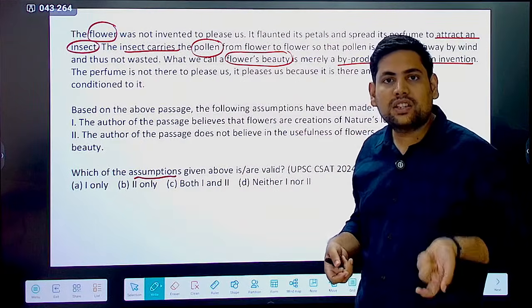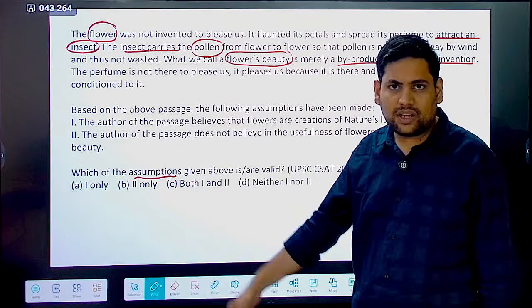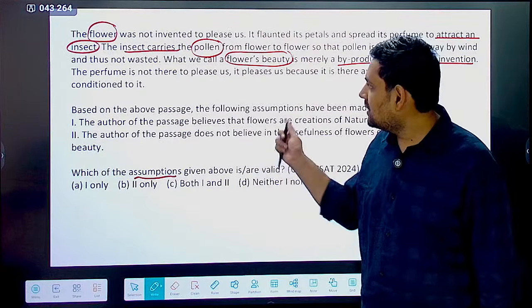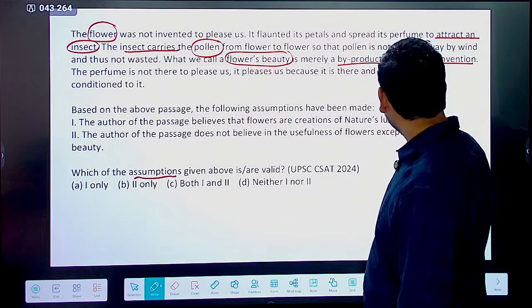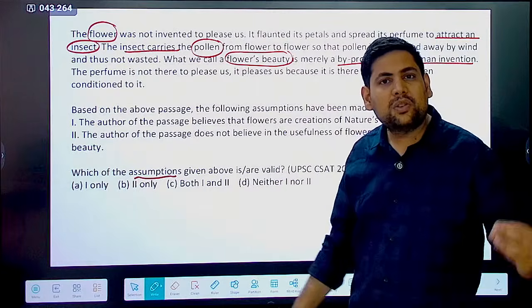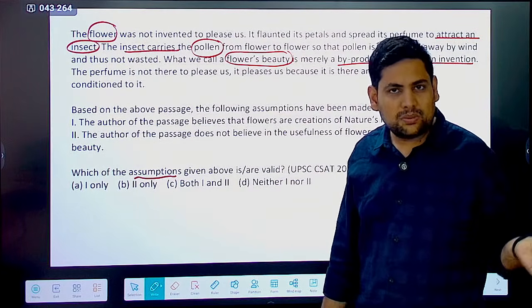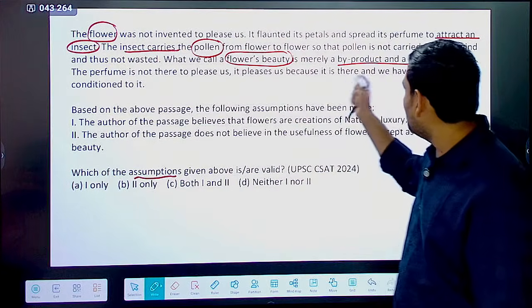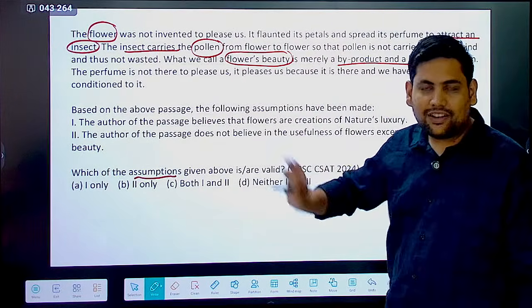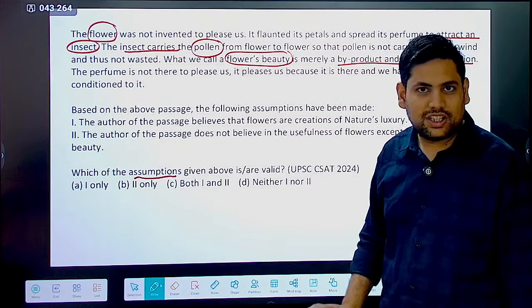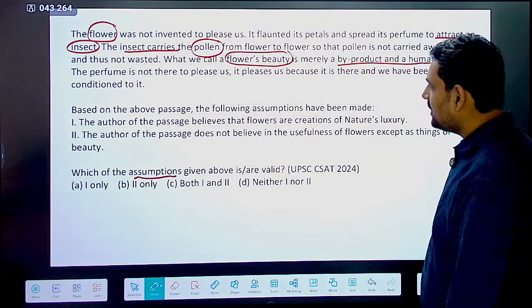And why are insects required? To transfer the pollen from one flower to another. And it says that flower's beauty is just a byproduct. That the flower looks very beautiful, has a beautiful smell, all that is just a byproduct and a human invention. The flower didn't want to do all this for us. Understood? Now, let's read the assumptions.